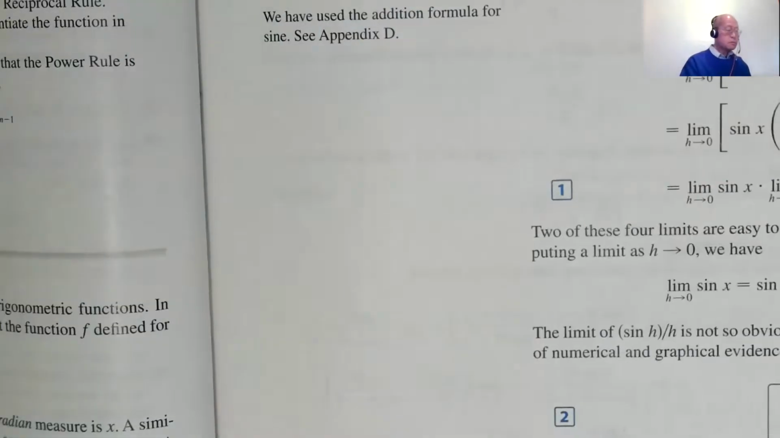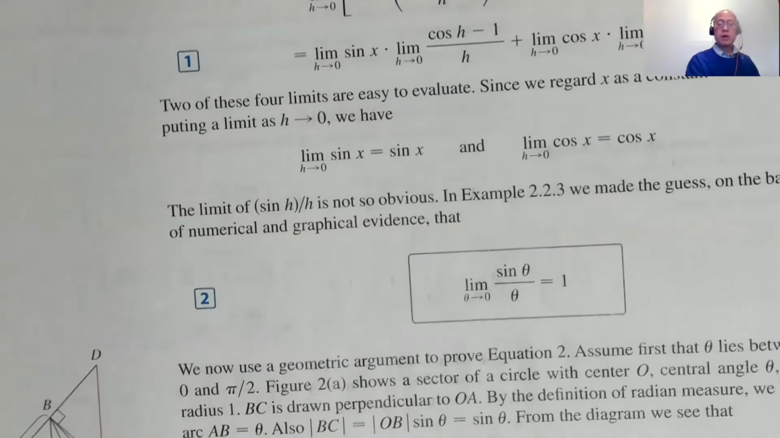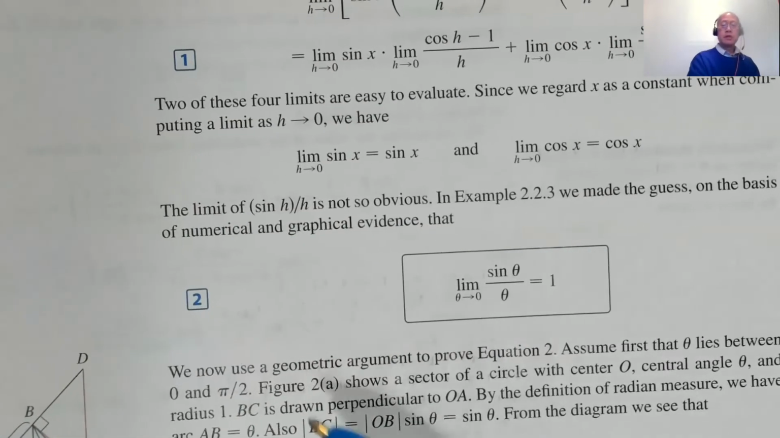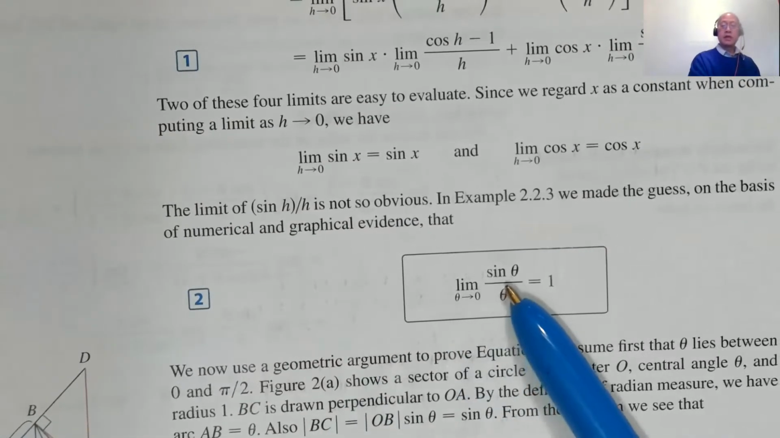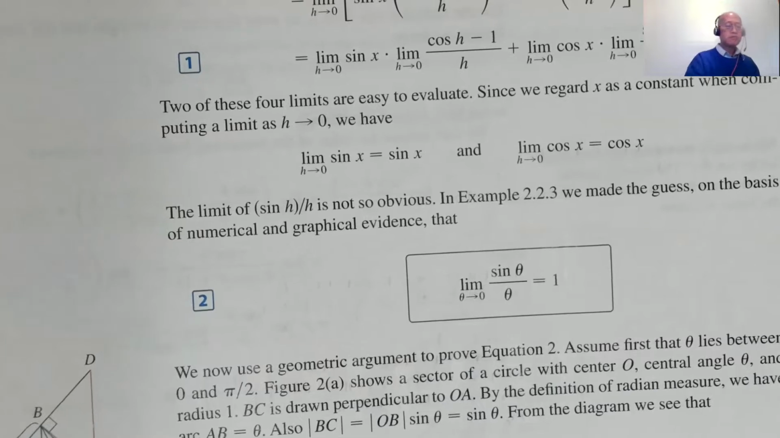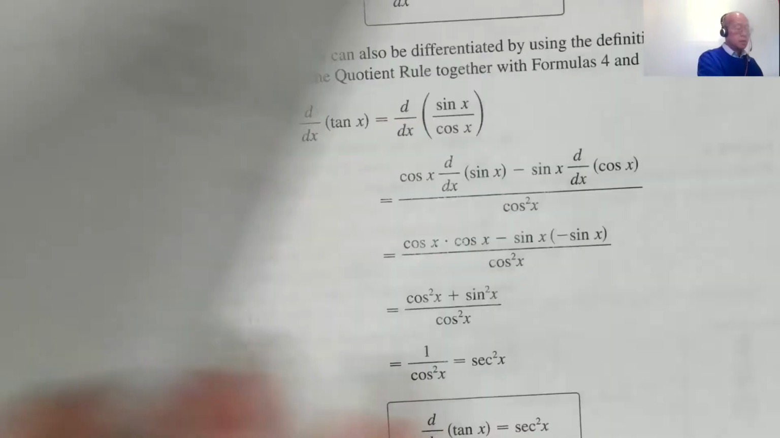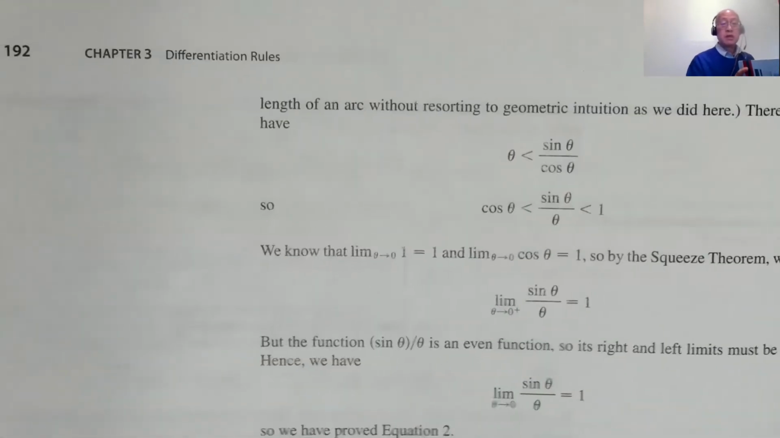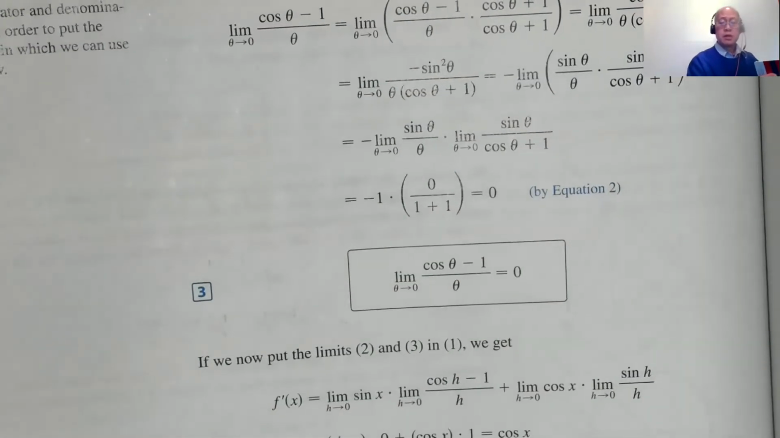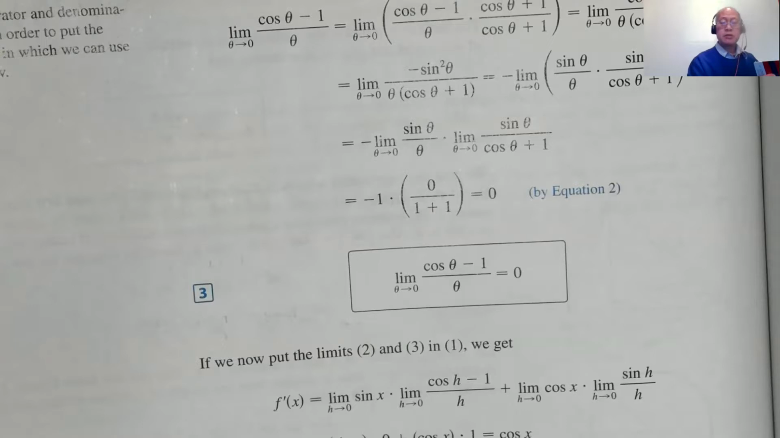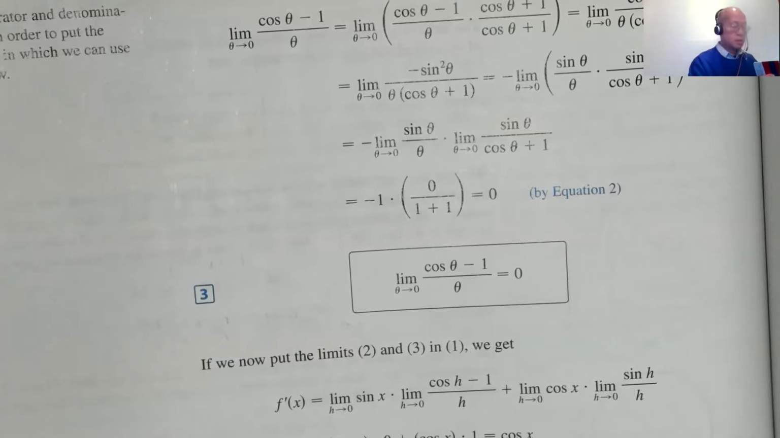Let me just quickly give you the important formulas you need to put on your formula sheet. Page 191, box 2, important limit: the limit as theta approaches 0 of sine theta over theta is equal to 1. You can make a table of values for that and get that. Another limit, page 192, box 3: the limit as theta approaches 0 of cosine theta minus 1 over theta is equal to 0.